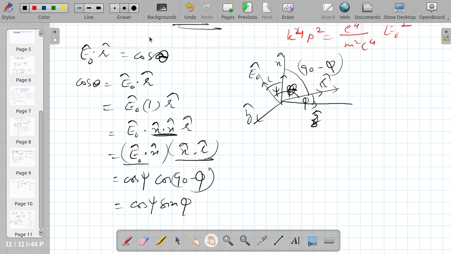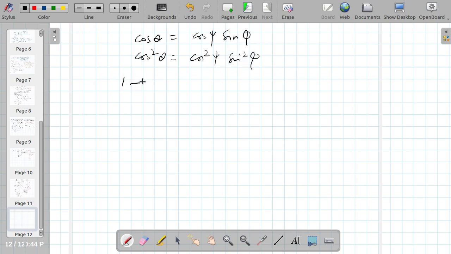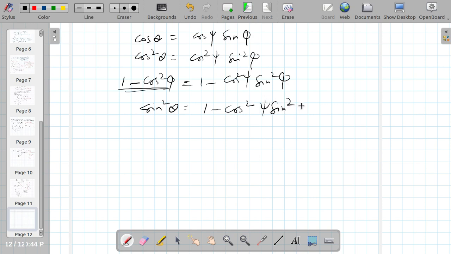So therefore this cos theta can be expressed as cos psi and sine phi, and cos square theta is equal to cos square psi and sine square phi, and applying this operation here on both sides, this is nothing but sine square theta is equal to 1 minus cos square psi and sine square phi.